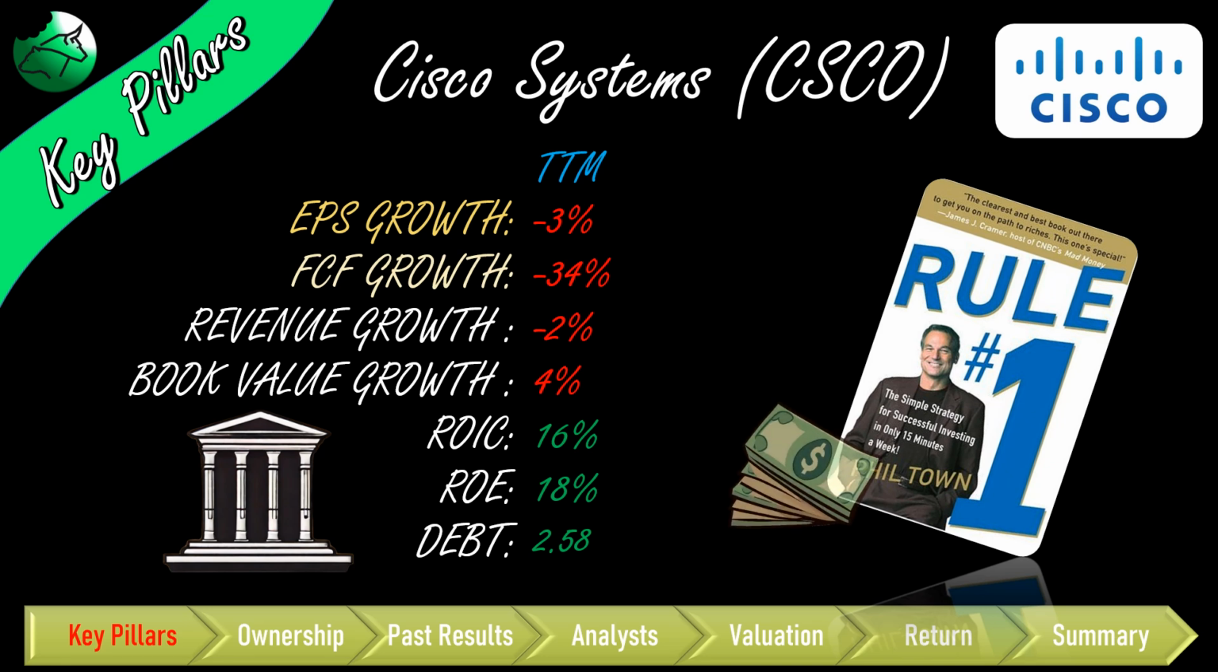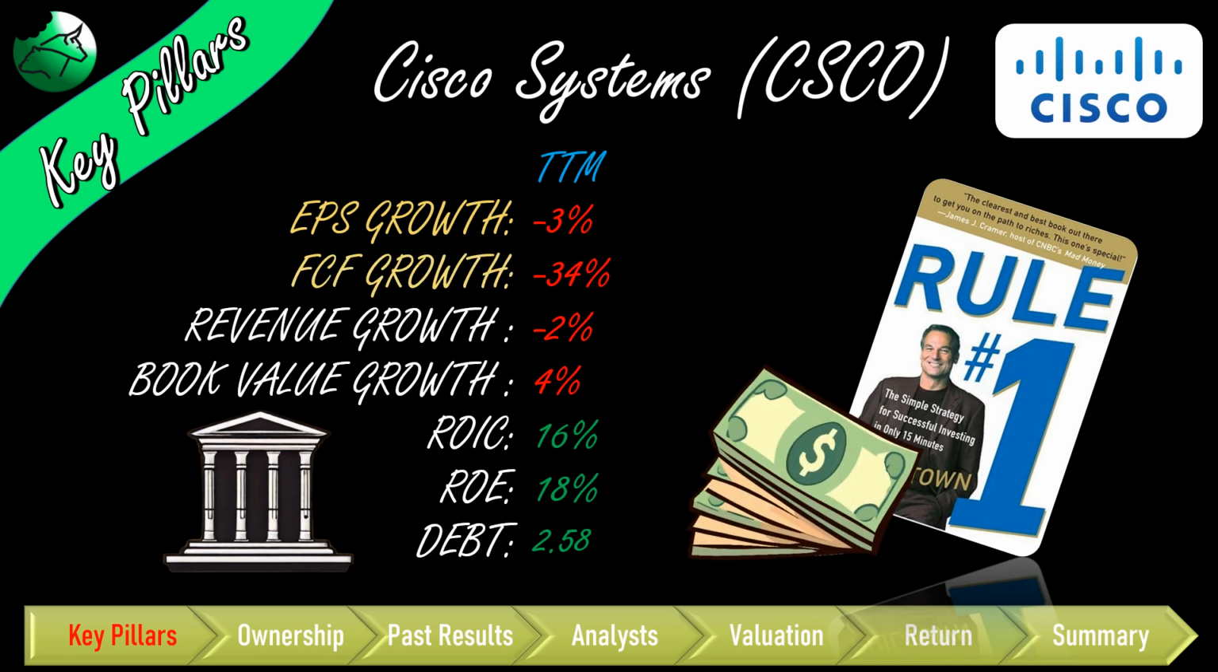Now let's look at the free cash flow, which is the money a business can generate from its operations. Free cash flow growth is down by 34%. Then we come to the next pillar, which is revenue, and this tells us how good the company is at generating income before deducting expenses. Revenue growth is down by 2%.